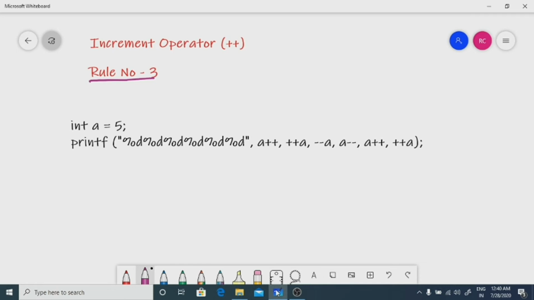Here, how the post increment, pre increment, post decrement, pre decrement operators work when we use them along with printf. So that is rule number 3. Rule number 3 states like this: one has to apply the concept of post increment and pre increment in the printf statement, and most of the times the evaluation is from right to left. So very important.